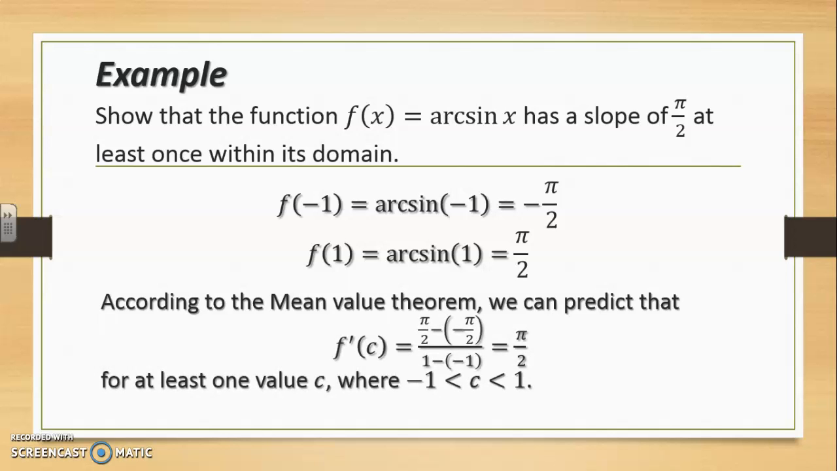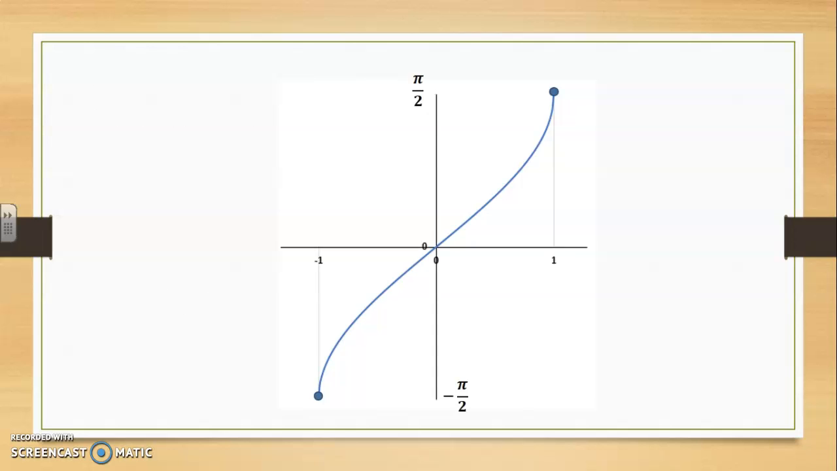So the mean value theorem predicts that there should be at least one moment between minus 1 and 1 where f prime at c will equal the secant line slope through the extremities, which in this case is a slope of pi over 2. And that proves the criteria we were trying to demonstrate.